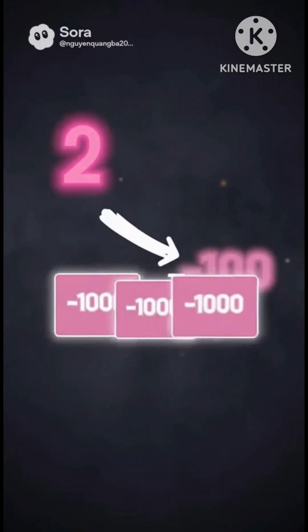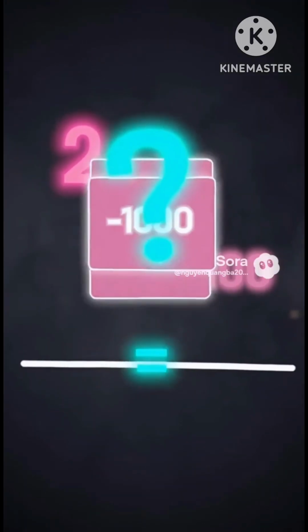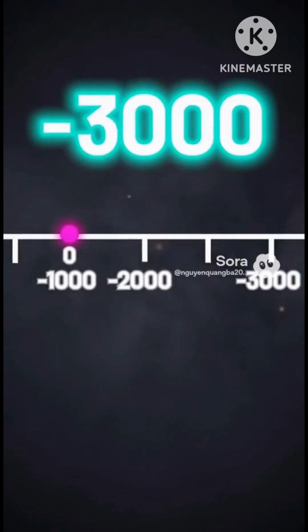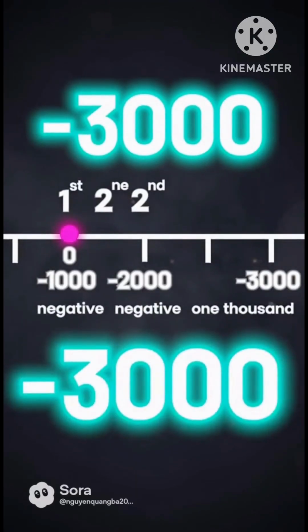3 times negative 1,000. Think of it as 3 separate piles, each worth negative 1,000. Stack them together and you have negative 1,000, negative 2,000, negative 3,000. So 3 times negative 1,000.